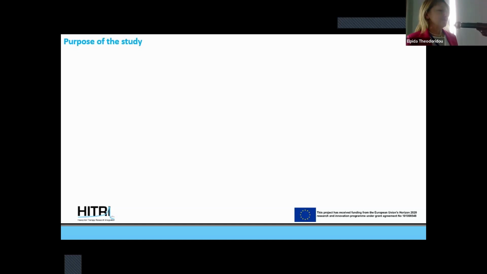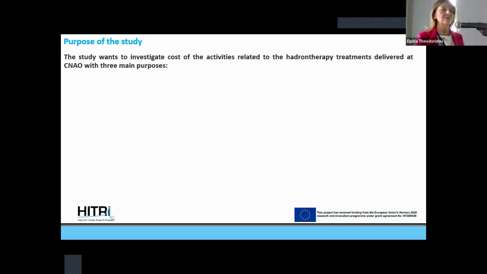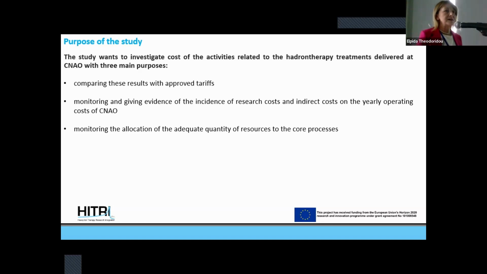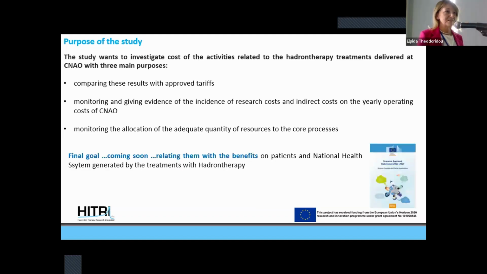So let's start with the purpose of the study. We want to investigate deeply all the cost of the hadrontherapy, but passing through the activities that generate this process. And why do we want to do this? Because we want to compare these results with the values that are stated by the government for the reimbursement. And then to monitor exactly what is the incidence of the research and of indirect cost on the overall cost of our organization. And then also it is useful to monitor if each activity has allocated the adequate quantity of resources. And the final goal is to relate the results in terms of cost with the benefits that are generated by treating patients with hadrontherapy.